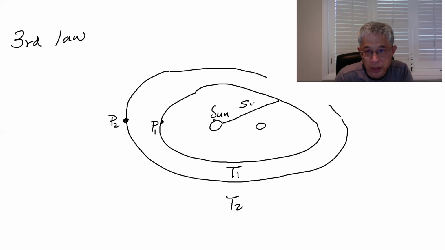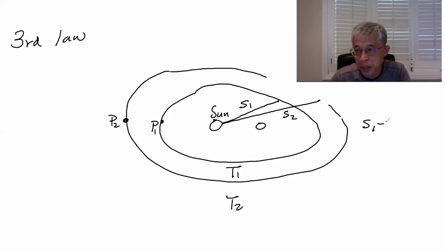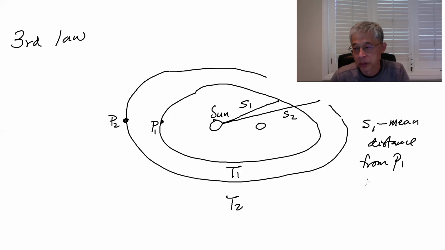That's S1 right there, okay? And maybe S2, it's over here, right? I mean, we just, okay? So S1 and S2 are the mean distances. S1 is the mean distance from P1, planet 1, right, to the sun, okay? And S2, same thing, right, mean distance.